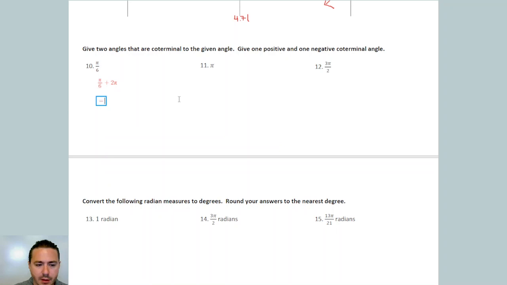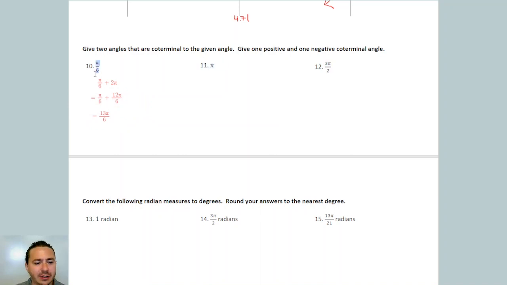It is going to equal pi over 6 plus, and so we've got to find a common denominator here, which is going to be 6. So 2 pi can be rewritten as 12 pi over 6. So we've got pi over 6 plus 12 pi over 6 equals 13 pi over 6. So this would be a positive angle coterminal to pi over 6.